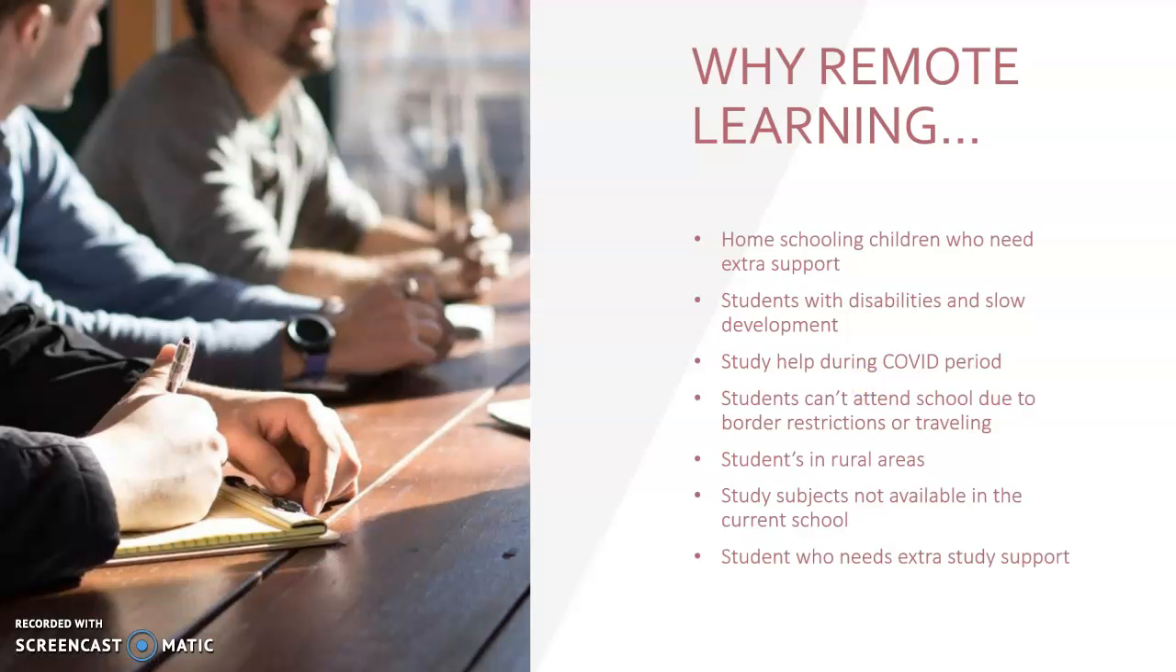Across Australia, there are around 20,000 homeschool students. The Australian homeschooling community is increasing over the years. The biggest growth in homeschooling numbers is coming from children who do not fit the system, mostly on the autism spectrum. Students with disabilities and slow development need special attention and individual sessions.